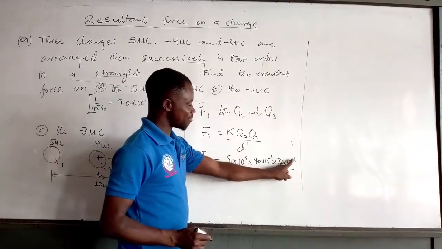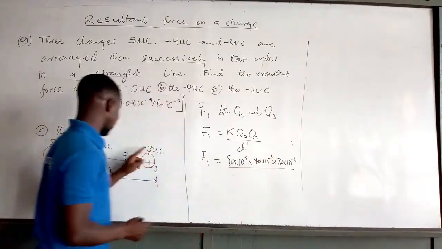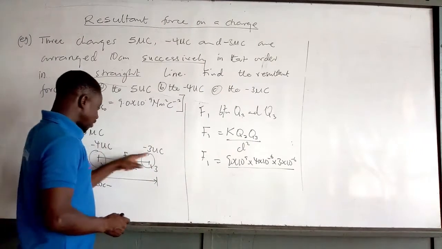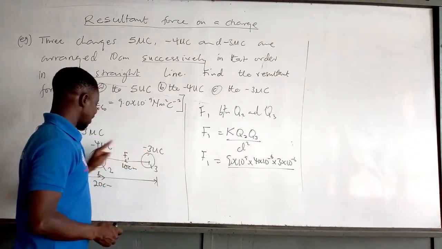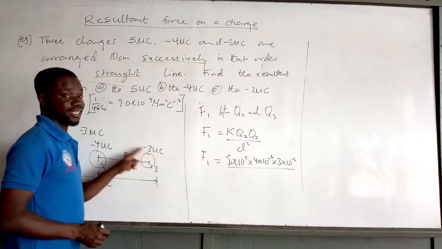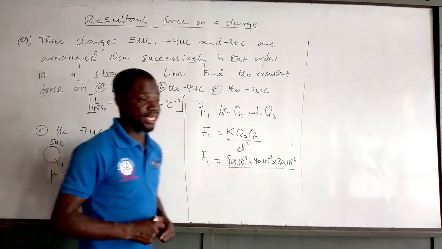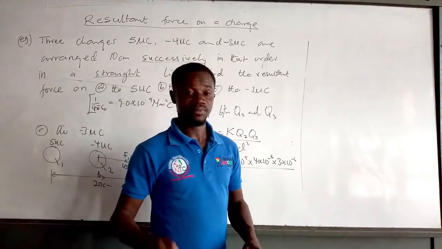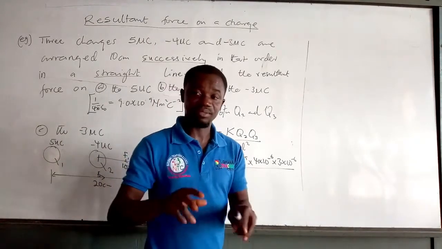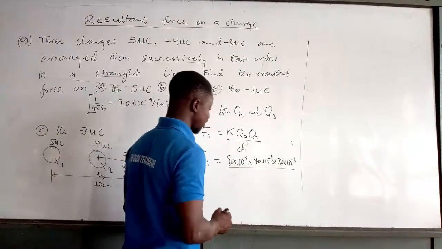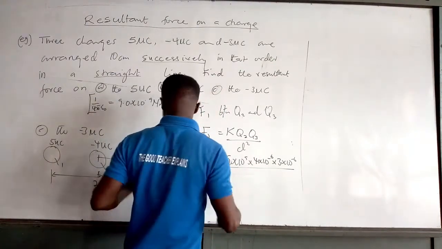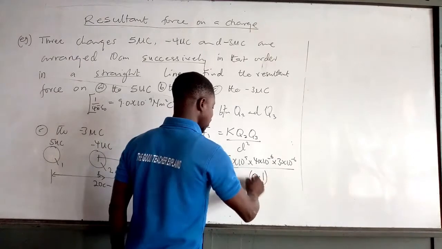Remember, I'm not putting minus values here because these ones are minus. Micro is times 10 raised to the power minus 6. When you are solving a question, you don't bring the negative signs that are attached to this. The negative signs are only there to show you whether the two charges will attract themselves or they will repel themselves. Good. So in the process of solving, the negative charge doesn't come in. All divided by 0.1 squared.